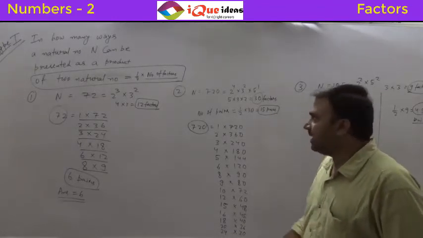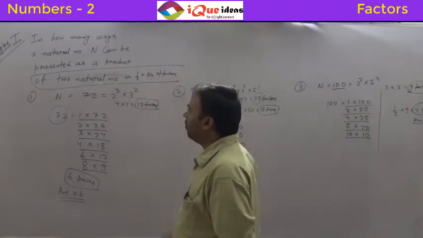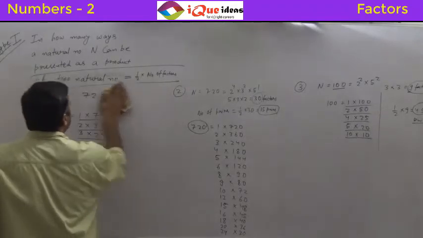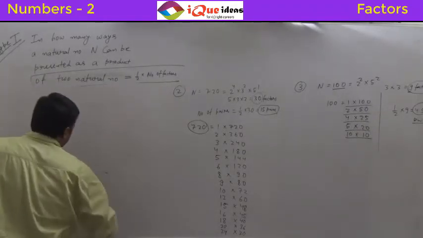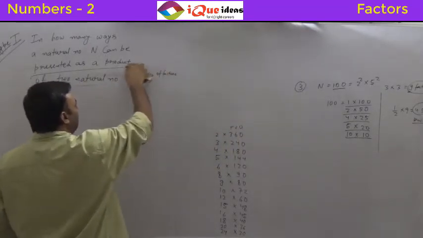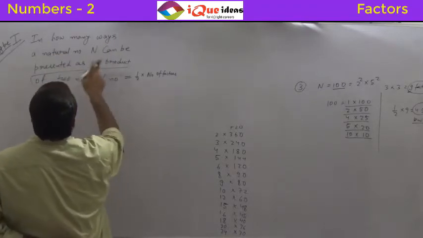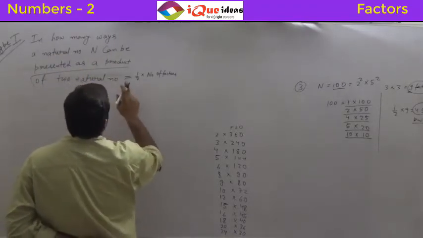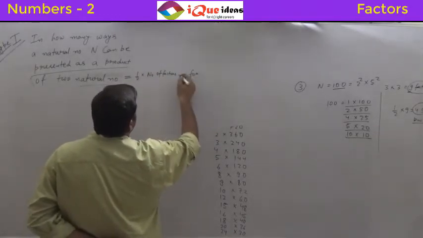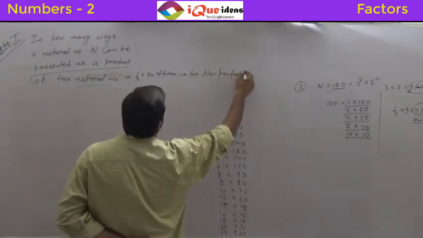Then there will be two categories, two things that we need to do. One, we go back to this and I am removing this so that I can write in detail. The first thing: in how many ways can a natural number n be presented as a product of two natural numbers? The answer is half into the number of factors for non-perfect squares.